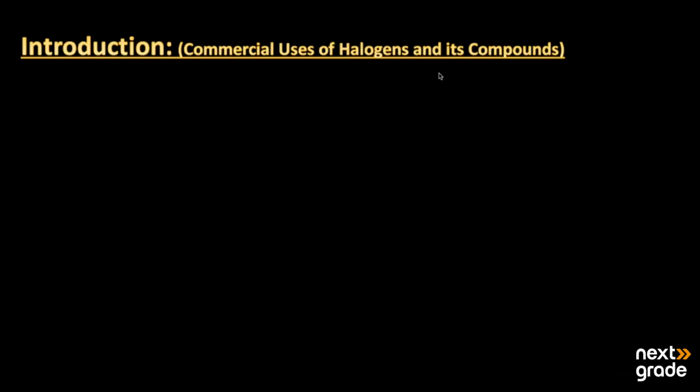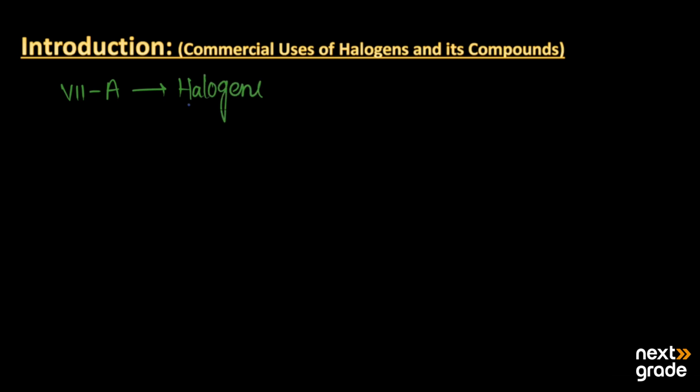So the topic that we are going to discuss today is the commercial uses of the halogens and their different compounds. Before starting the commercial uses, you must know what is meant by the halogens. When we talk about the halogens, these are the group 7A elements, known as halogens.